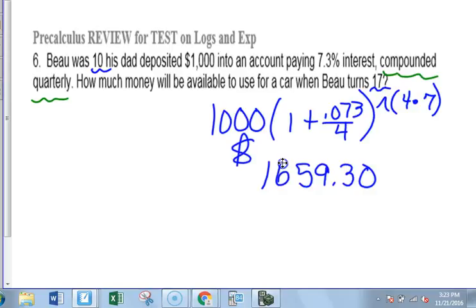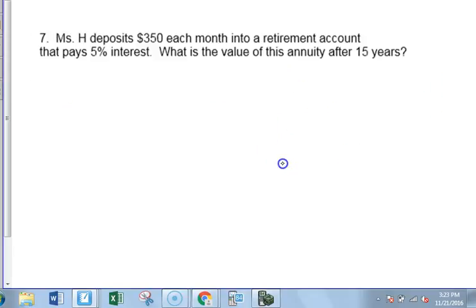Gosh, I wish my parents did that for me. How much money I would have. $1,600 apparently. Exactly.